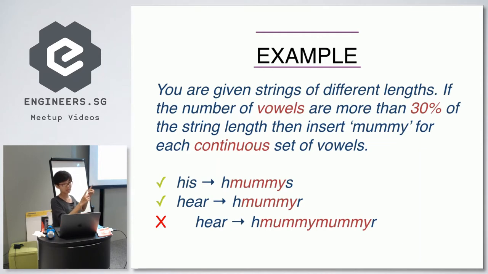Then you replace the vowel with mummy. This word is mummified as H mummy S. And the second example is here. If you have continuous vowels in the middle of the word, for example, in this case, it's 50% of the length. You replace the continuous vowels with one mummy, not two, as demonstrated in the third one. So the input is a string, the output is a mummified string. So yeah, the function is as simple as that.